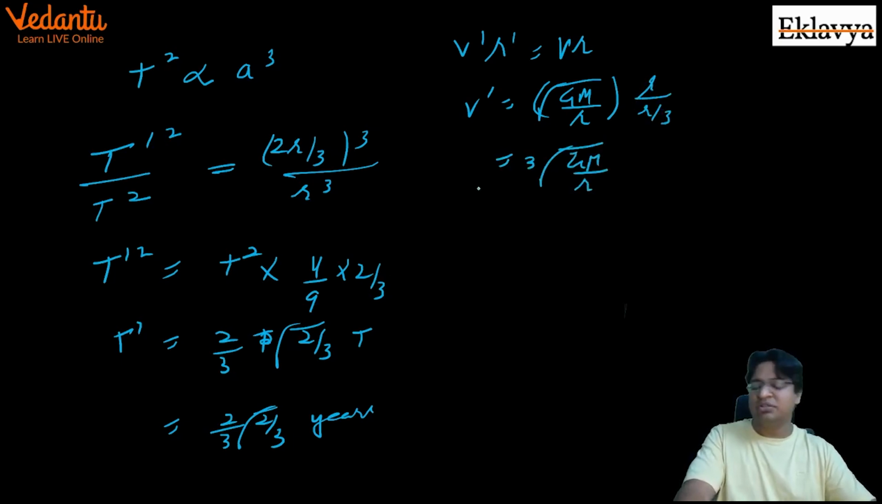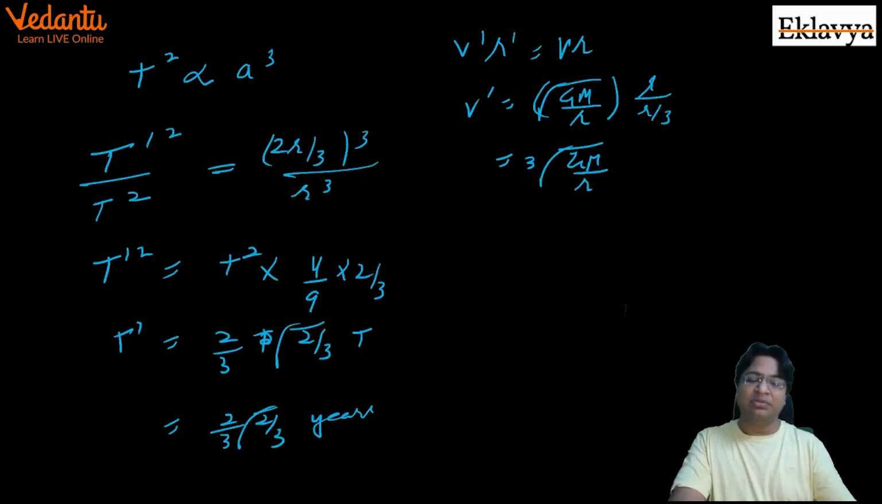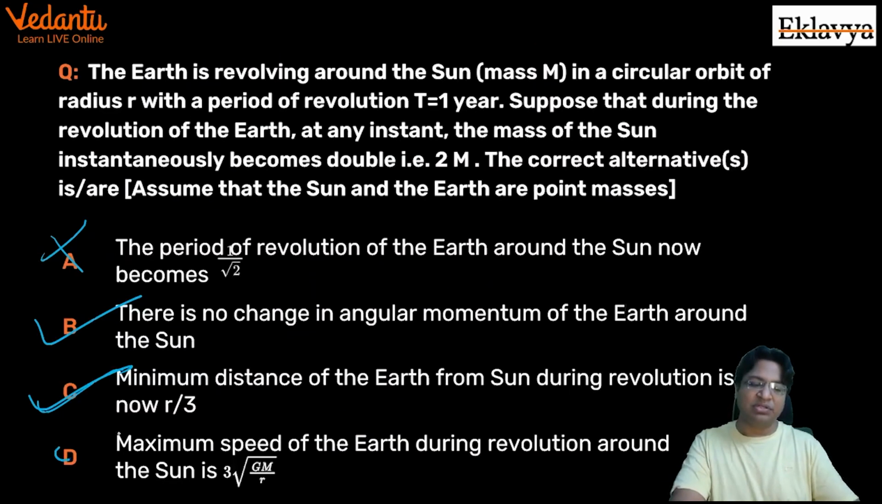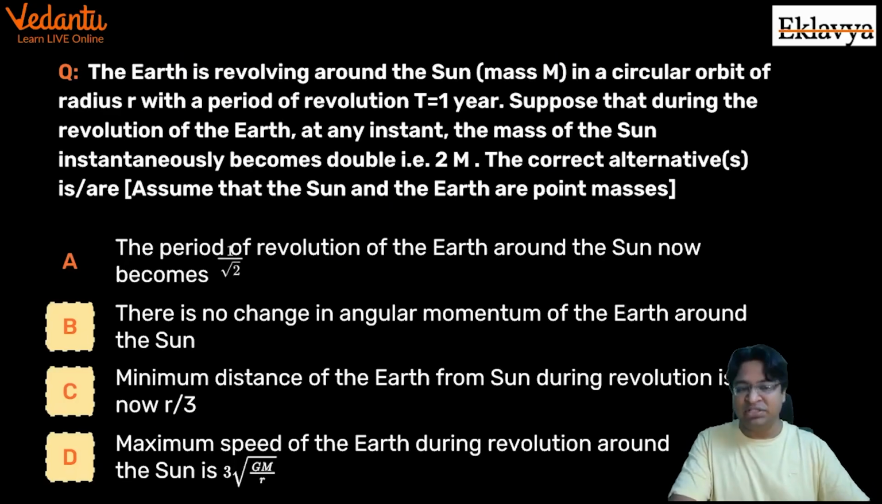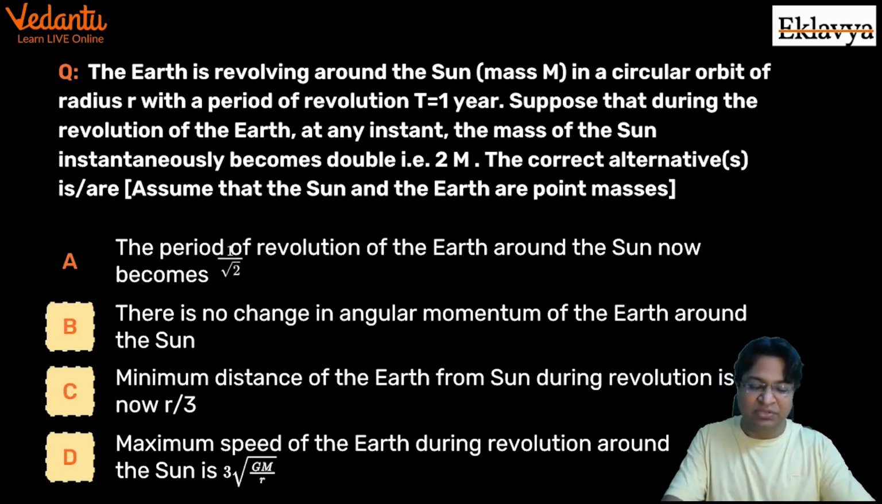In fact, this was pretty simple. If the minimum distance is r by 3, the maximum speed will become 3 times. So this is correct. So option D is correct. So the correct answer to this question would be B, C, and D. So that was question number 54 that we have done. Let's move to question number 55 now.